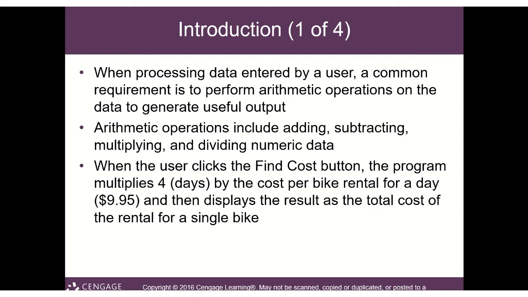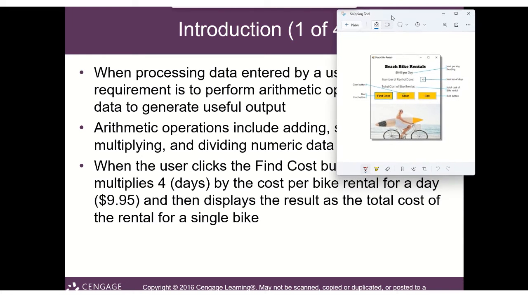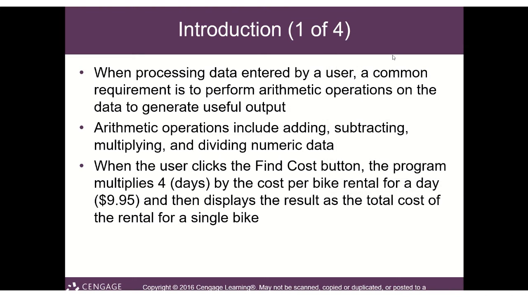So when the user clicks the find cost button, the program multiplies. Let's give an example; we will show it in the lab. Let's say we have a form like this, which is the beach bike rentals app, and $9.95 per day is the rental cost. You put 4 days, and when you click on the find cost button, you should multiply 9.95 times 4, and display the total cost of bike rental as whatever the multiplied number is. That's what we want to be able to do.